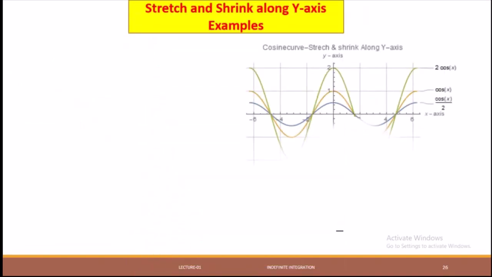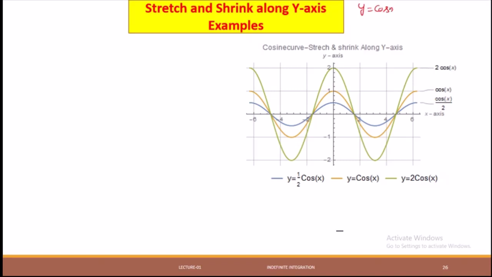Here is the first example. I am considering the cosine curve y is equal to cos x, and on the same graph we have plotted y is equal to 2 into cos x and y is equal to half into cos x. As per the statement, this cos x is multiplied by a constant a which is greater than 1, so the graph will be stretched in the vertical direction. If you observe, the graph of y is equal to cos x is represented with the orange color curve, so it is in the middle.